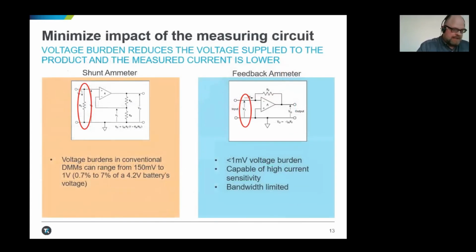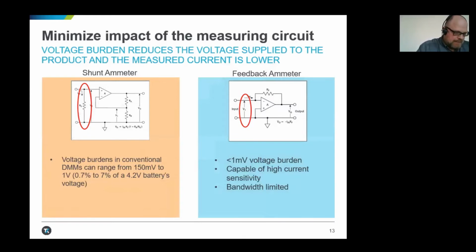I want to remind you that the act of making a measurement on a circuit or on the complete product most often causes a disturbance. Measuring current typically adds a voltage burden to the circuit, which reduces accuracy. Current measurement instruments use one of two topologies to measure current, the shunt ammeter or the feedback ammeter circuit.